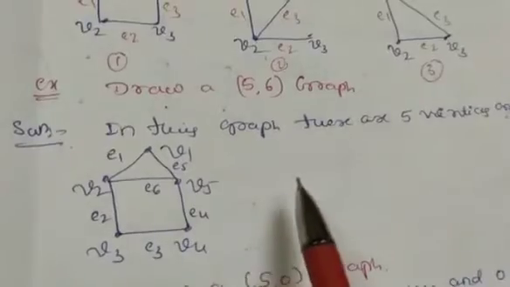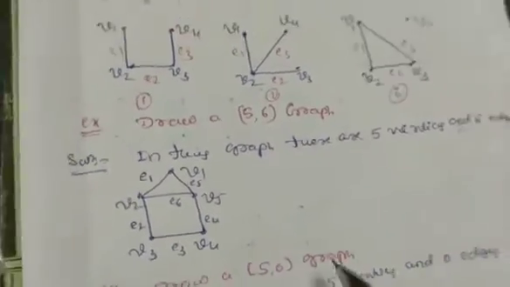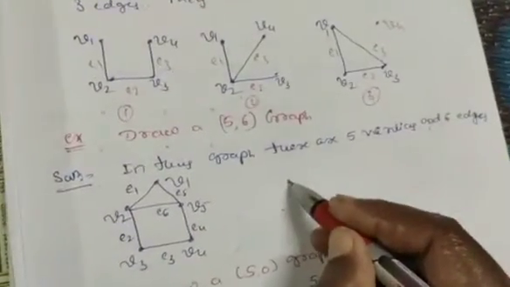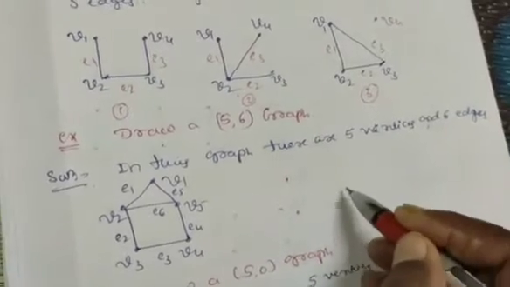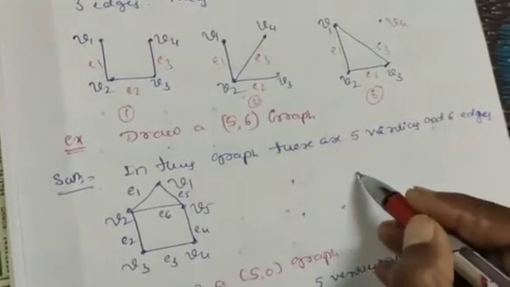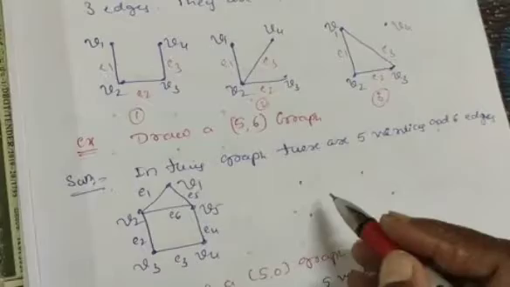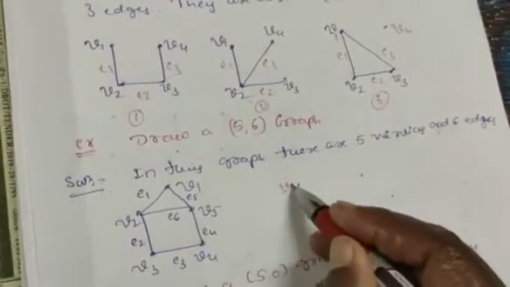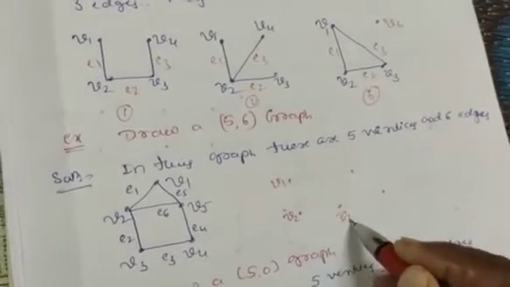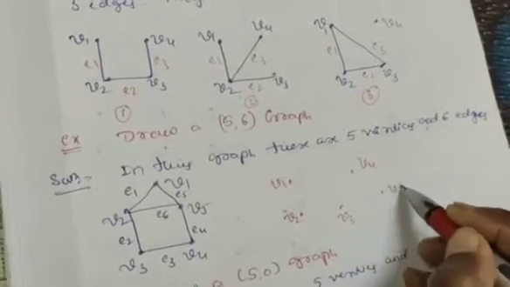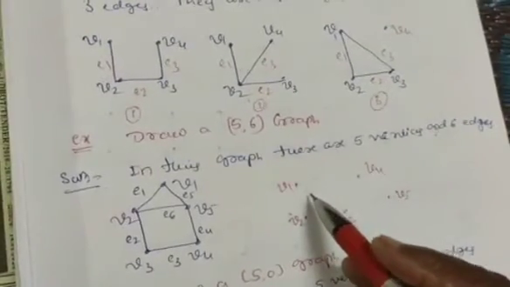There is no condition here. We can draw any kind of graph like this: v1, v2, v3, v4, v5. This is v1, v2, v3, v4, v5, which has 6 edges, no?